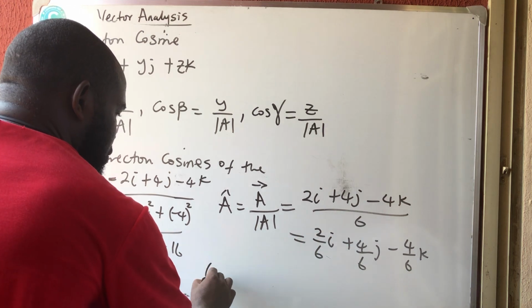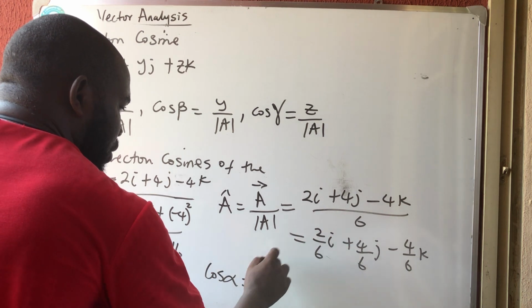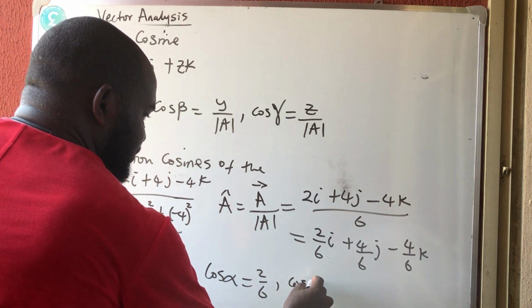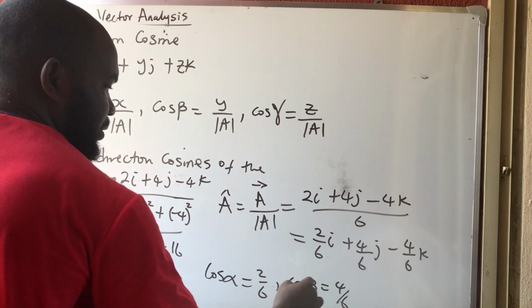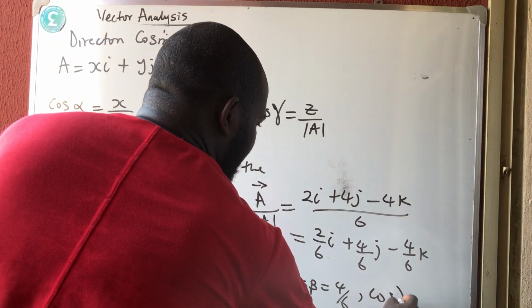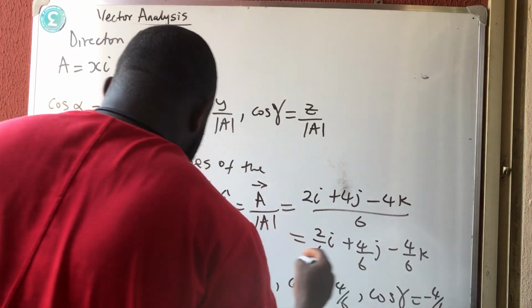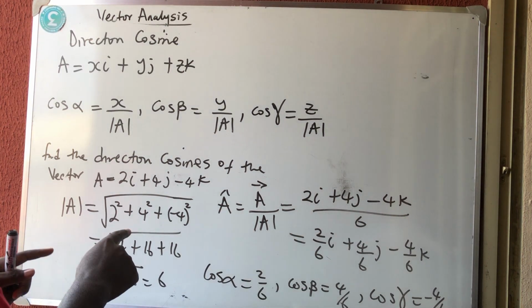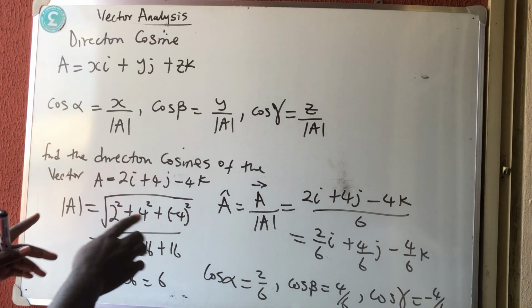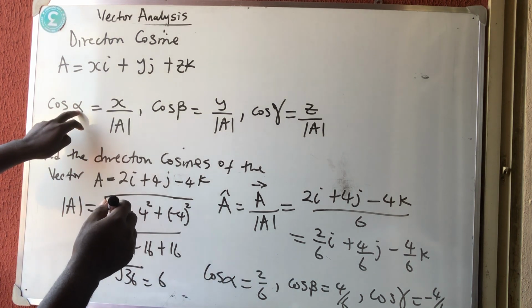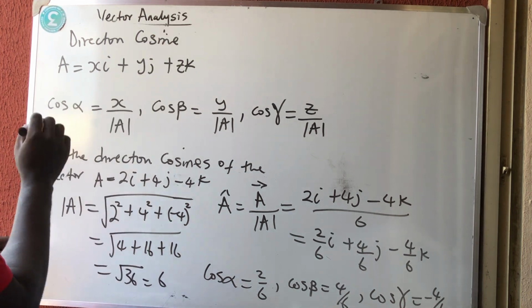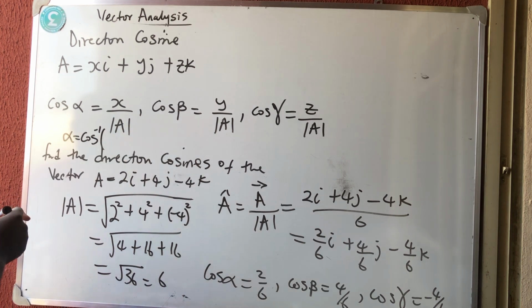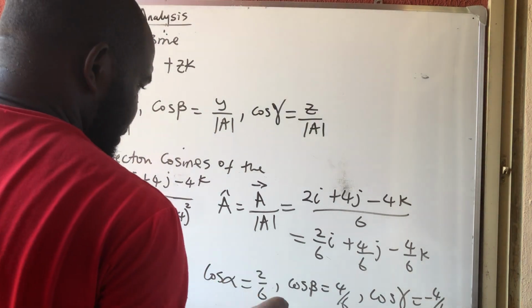From here I can now easily get their direction cosines. For the first one, cos alpha is equal to 2 over 6, cos beta is equal to 4 over 6, and cos gamma is equal to minus 4 over 6. As simple as that. But you are not stopping here. Direction means the angle it is going, so the direction should be the cos inverse of any answer you get here. So please, don't forget.